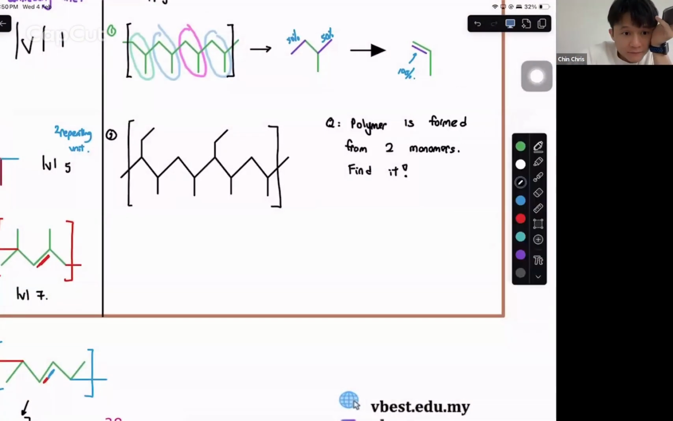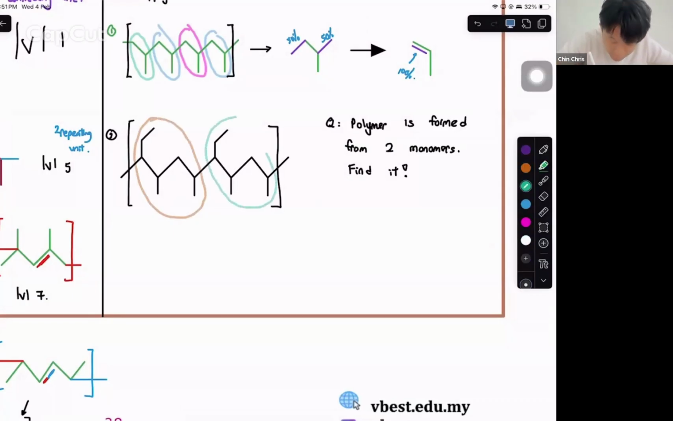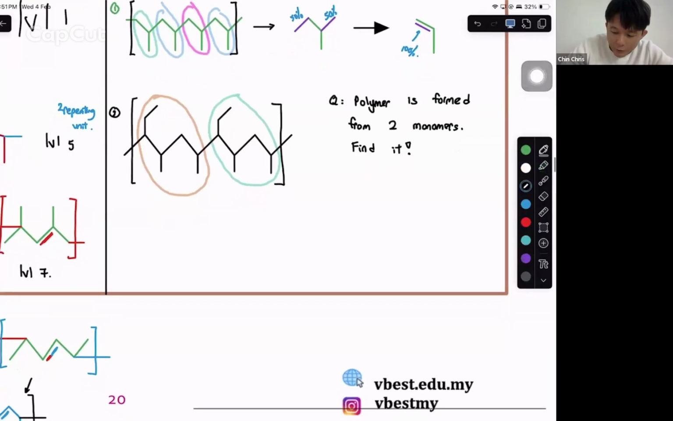Okay, got the answer? Alright, guys, let's go. First, identify your repeating unit. I will say this is my repeating unit. So please identify your repeating unit first. Then I'm going to start redrawing it.